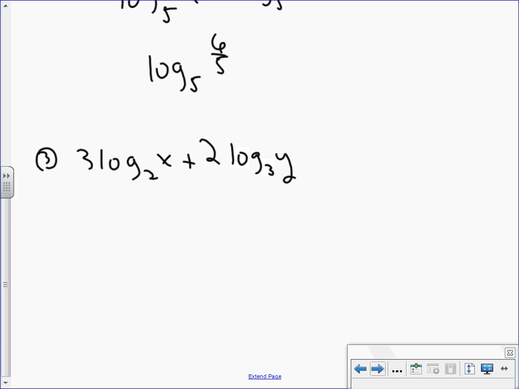Are they supposed to have 2 different bases? They are not supposed to have 2 different bases. Okay, that was a mistake. They're supposed to have the same base. It doesn't really matter which one.